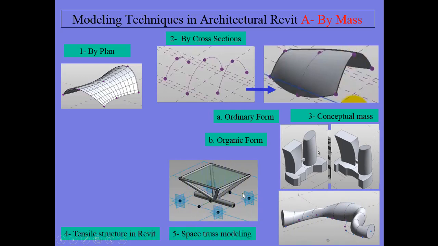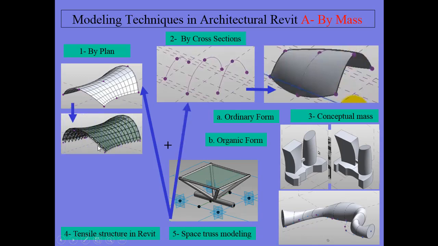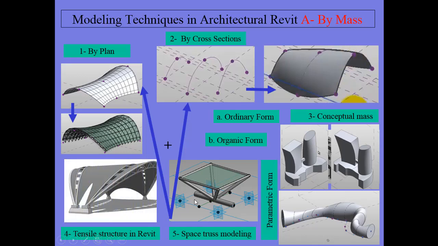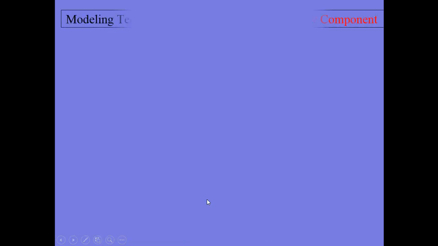And tensile structure, okay, or we can make a space truss unit, and we can upload this space truss unit for this structure or for this structure to give a form like this. Okay, and we already did how to make the parametric space truss. And this is the tensile structure in Revit.